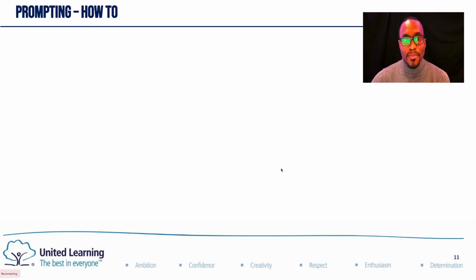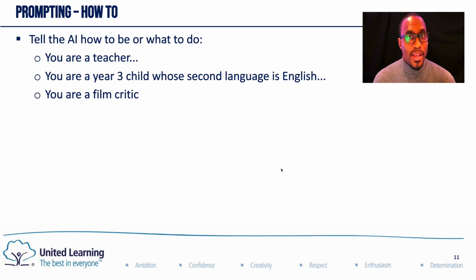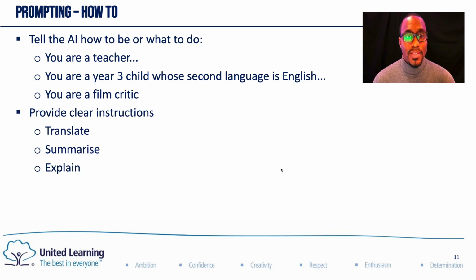So, prompting how-to. When it comes to prompting, there are 3 main things that you need to ensure that you're doing correctly in order to get the desired output. First of all, you would tell the AI how to be or what specifically to do. So you could say something along the lines of, you are a teacher and you are creating a lesson plan, or you are a year 3 child whose second language is English, or you are a film critic, etc. Secondly, you should provide very clear instructions that are specific to your output. For example, translate, summarize, or explain.